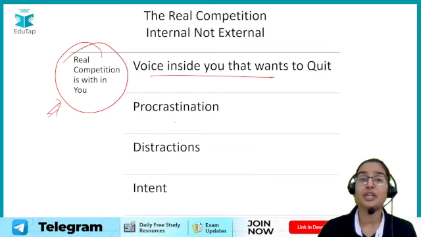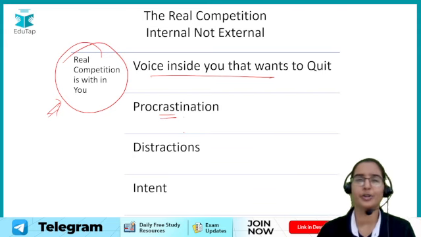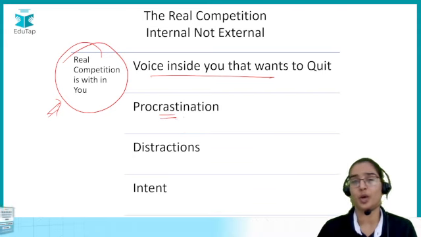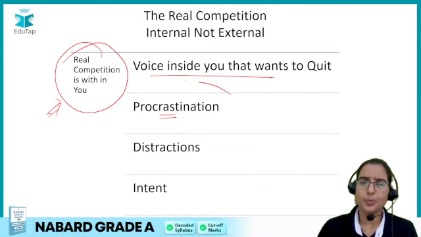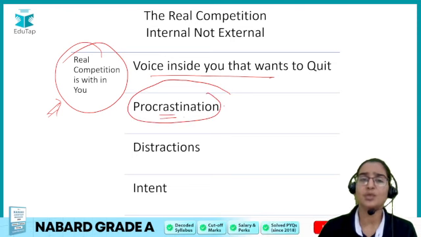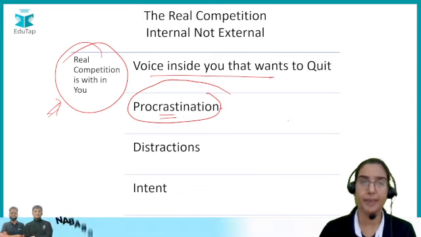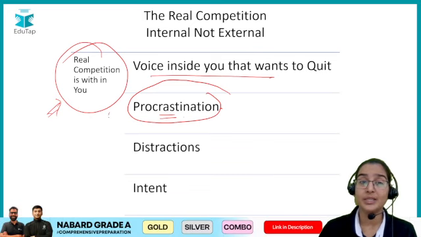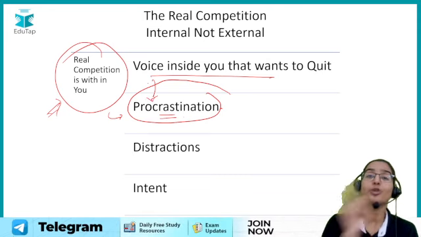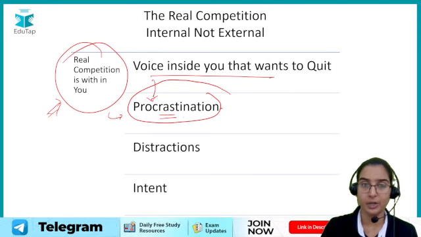The second competition you have with yourself is procrastination. You might think, oh, I'll start tomorrow, today the weather is not good, today the AC is not working, today I have this work, today I have that work. This procrastination is the one factor that is stopping you, and not the number of people who are applying. You have to defeat procrastination to ensure that you get that one seat.